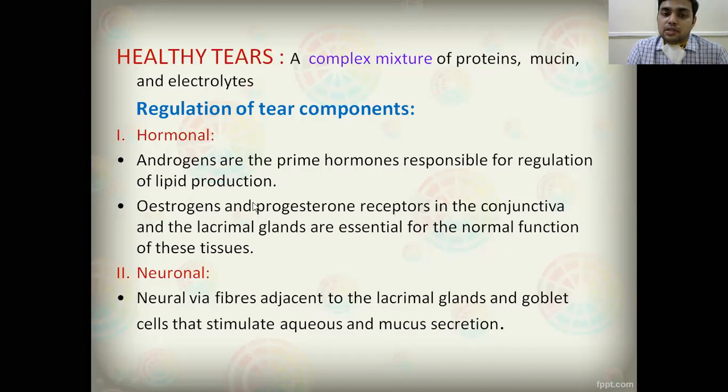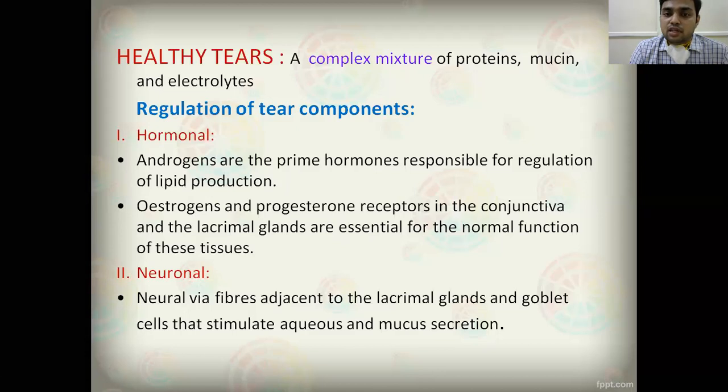There are estrogen and progesterone receptors in the conjunctiva and the lacrimal gland. So the presence of normal levels of androgen is essential for the normal functioning of the goblet cells and the lacrimal gland. And these androgens are prime hormones responsible for the regulation of lipid production, so they are also important for the normal secretion of the lipid layer of the tears. The second one is neuronal. There are various nerve fibers adjacent to the lacrimal gland and goblet cells that stimulate the aqueous and mucus secretion.